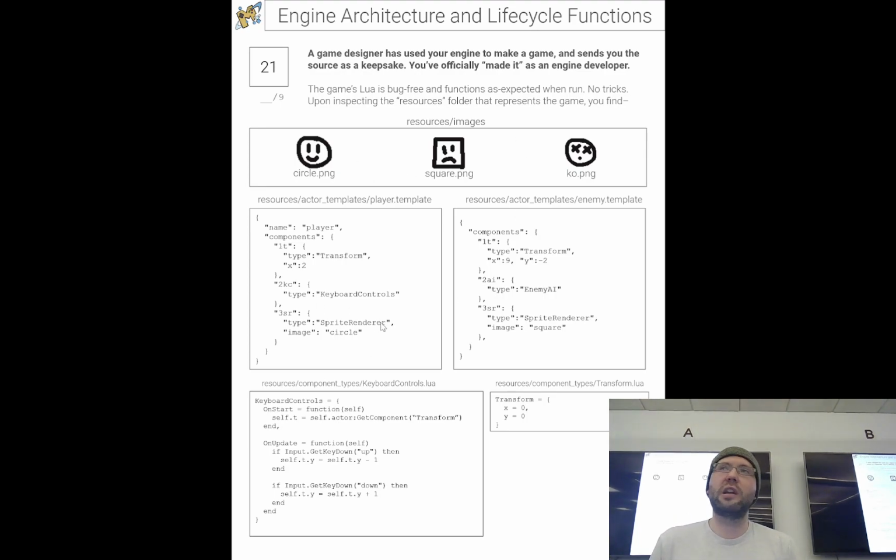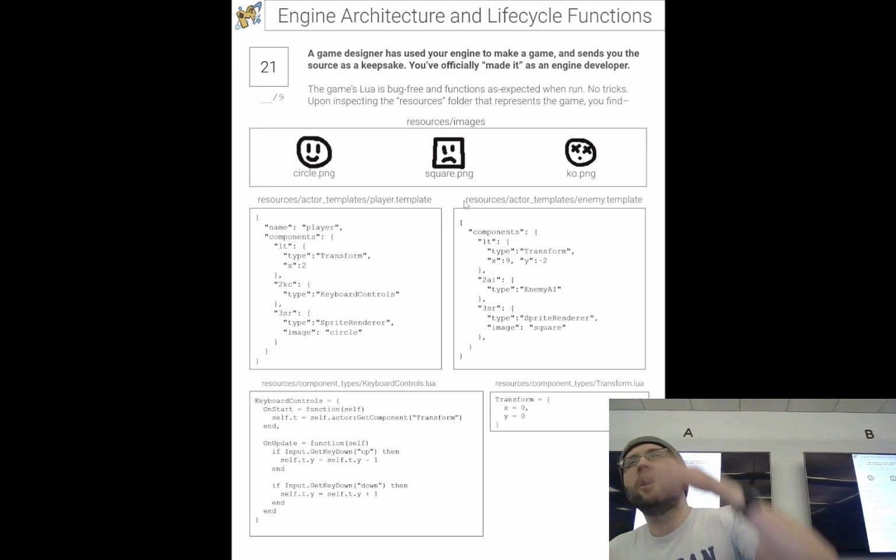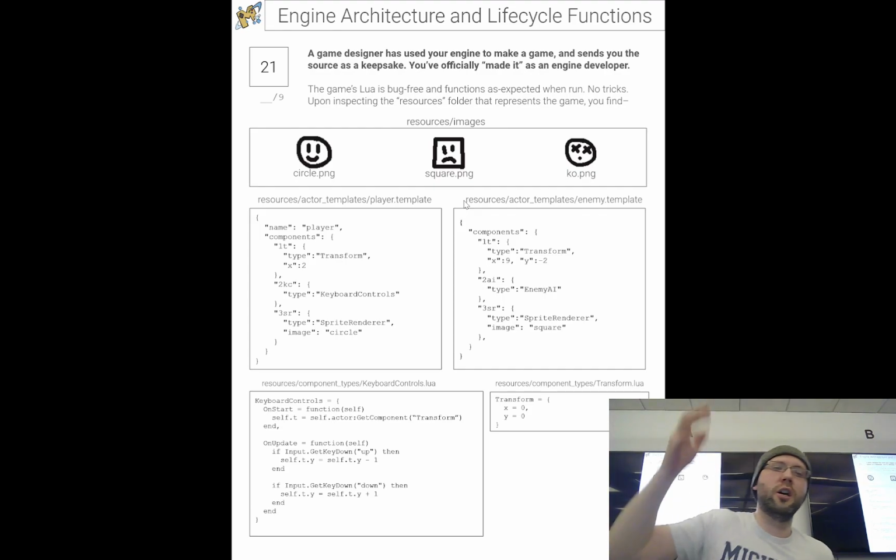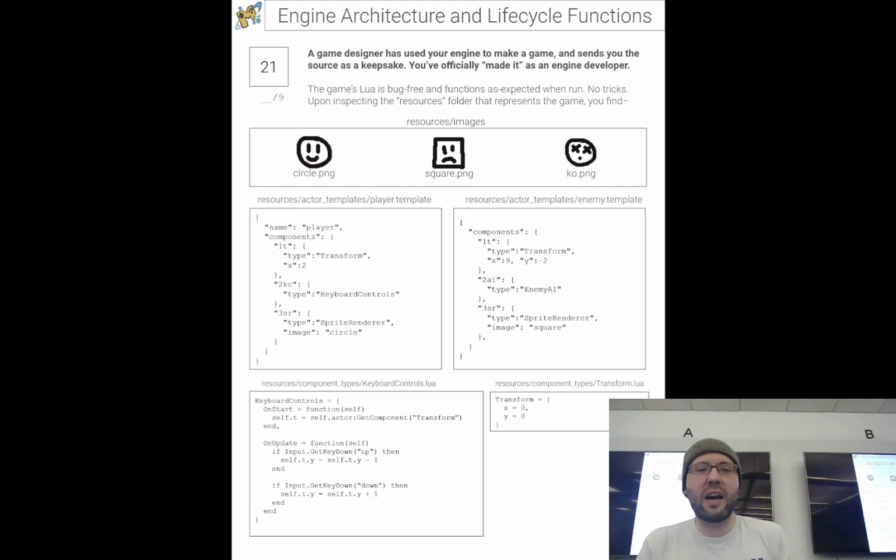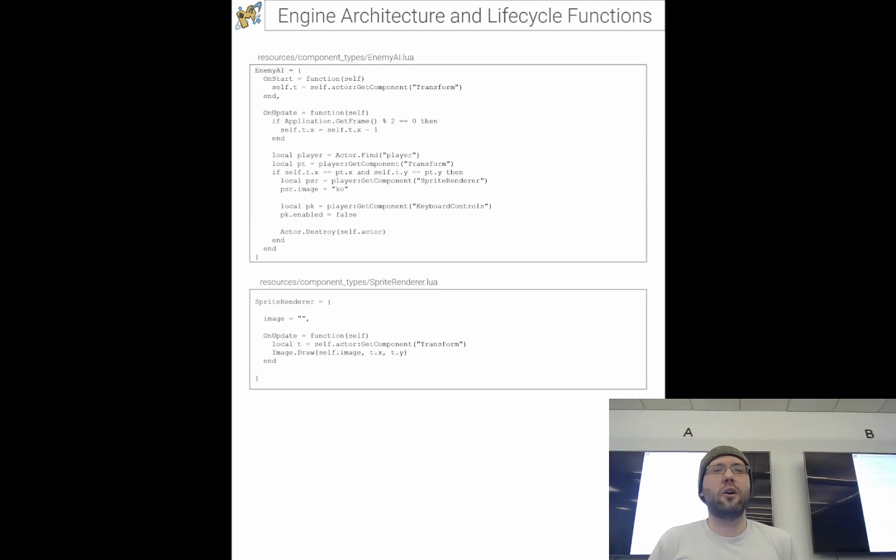We've got a bunch of stuff here that comprises a game. We've got images in a resources folder. We've got templates. We've got Lua scripts, keyboard controls, all this cool business, okay? So this question is kind of asking you your knowledge about a lot of stuff, about how our game engine works under the hood and how a frame would progress.